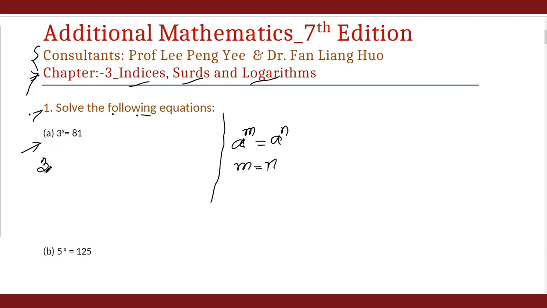Here we have 3 power x is equal to 81. Instead of 81, we can write 3 power 4, as we know 3 power 4 is 81. Since the bases on both sides are equal, and that is 3, then the powers will be equal, that is x is equal to 4. So our answer will be 4.